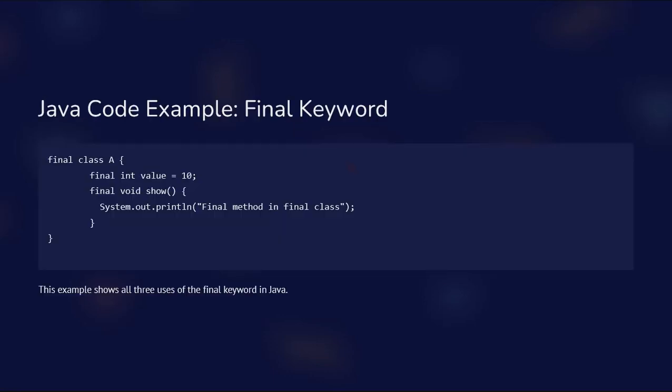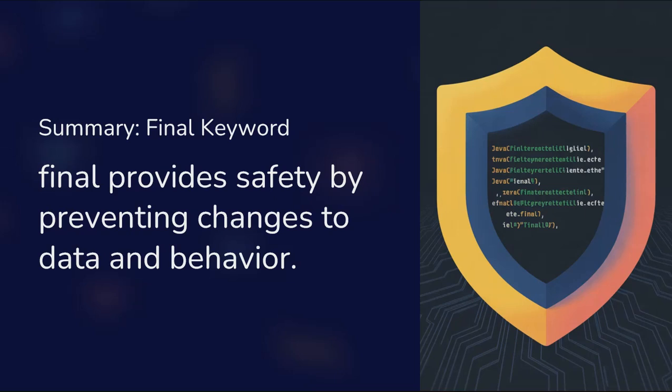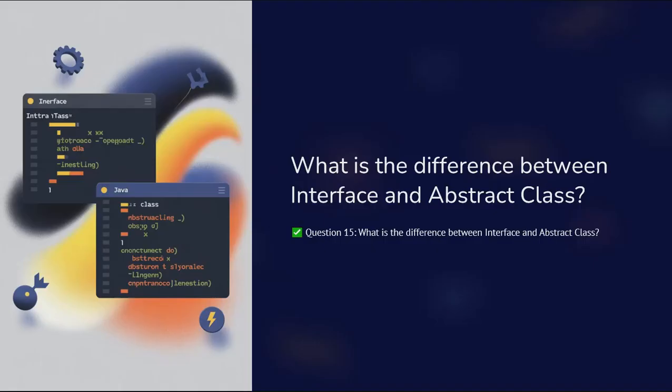In that example, you can see a final class and final int value is equal to 10. If you declare class A as final, then you cannot inherit it. If you declare variable value is equal to 10, then you cannot change its value during the program. And you must give the variable a value at declaration if it is final. And with final show, we cannot override that show method in your derived class. So this example shows all three uses of the final keyword in Java. The summary: final provides safety by preventing changes to data and behavior.